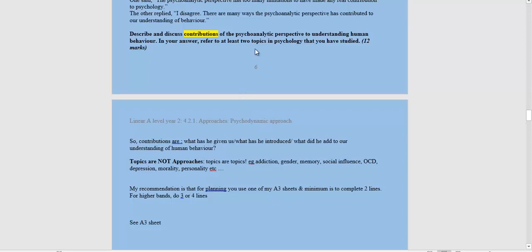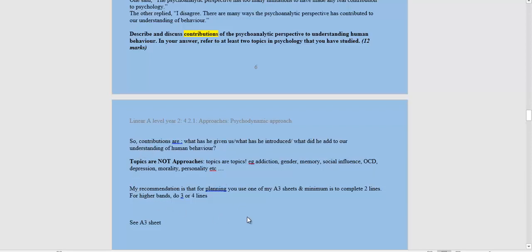Remember, this particular question is asking us also to refer to 2 topics. We don't have to describe the topics. All we're going to do is pepper our essay with illustrations from those topics. It's like a sprinkling. Topics are not approaches, so be careful with that. Sometimes students, when we first start, are a little bit confused with that. Topics are things like addiction, gender, memory, social influence, OCD, depression, morality, personality, and so on and so forth, whichever topics you've studied.